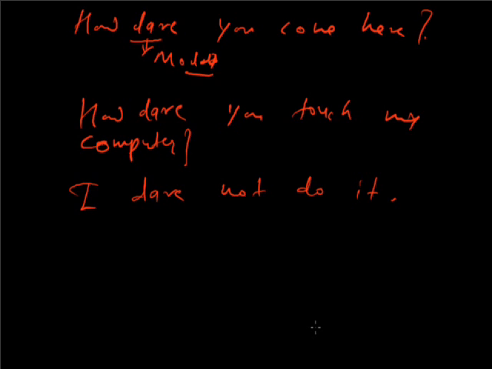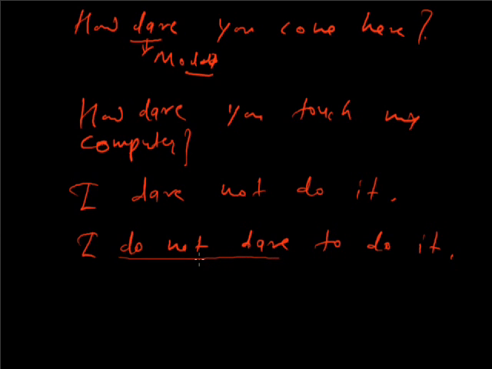Dare is modal. But dare is a word also, a verb also, and you can use it in the tense also, like I do not dare to do it. I do not dare to do it. Now, do not dare to, this is the simple present tense, and dare not is the modal. Do you know how to differentiate between the two sentences? That's easy, isn't it?